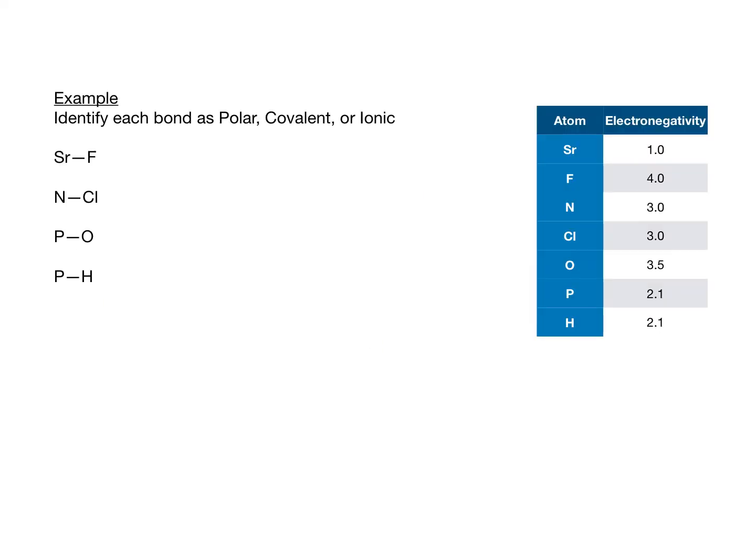The other thing we can do is try to identify each bond as polar, covalent, or ionic based on the electronegativities. In this case, we subtract the two values. Strontium and fluorine are a metal and a nonmetal, so we suspect that it should be ionic. It would be 4 minus 1, that gives you 3, and that's ionic. For nitrogen-chlorine, 3.0 minus 3.0 equals 0. So that's covalent.